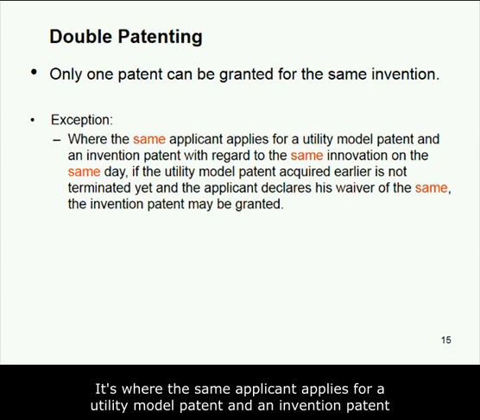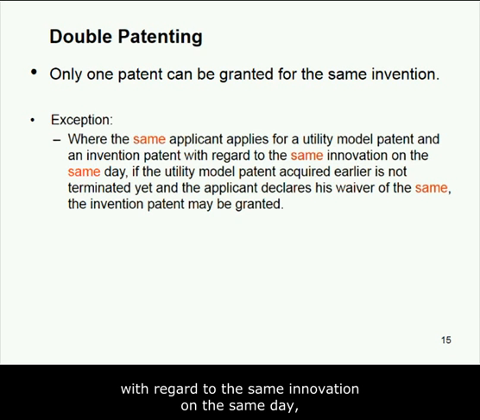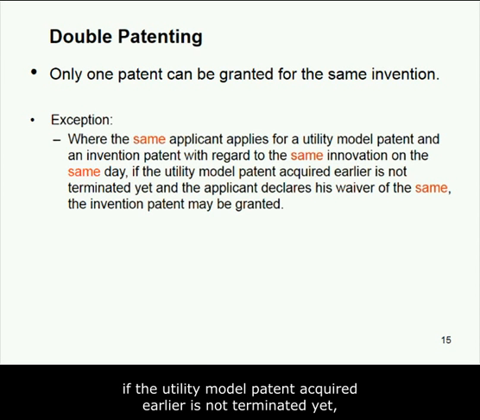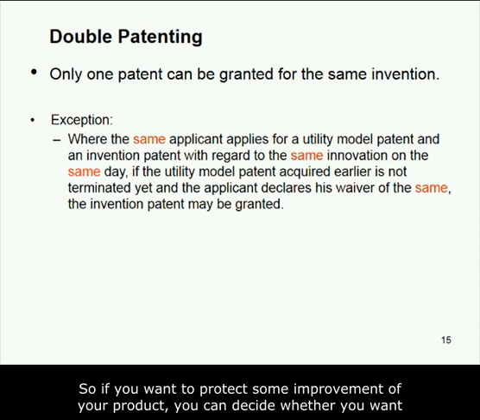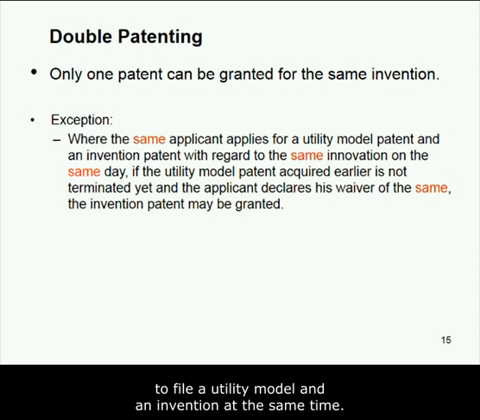Where the same applicant applies for a utility model patent and an invention patent with regard to the same innovation on the same day, if the utility model patent acquired earlier is not terminated yet, and the applicant declares its waiver of the same, then the invention patent may be granted. So, if you want to protect some improvement of your product, you can decide whether you want to file a utility model and the invention at the same time.